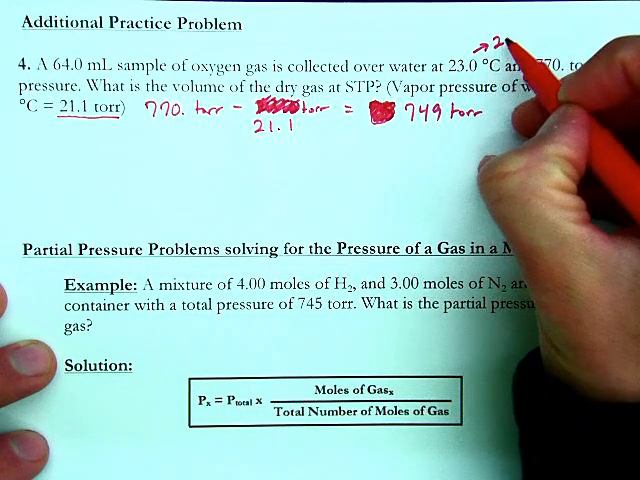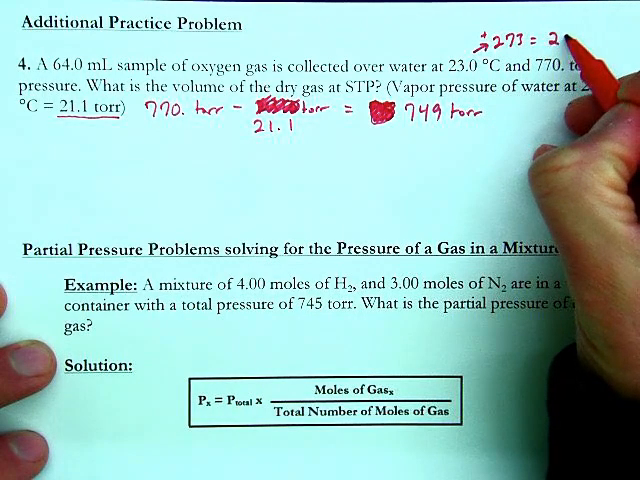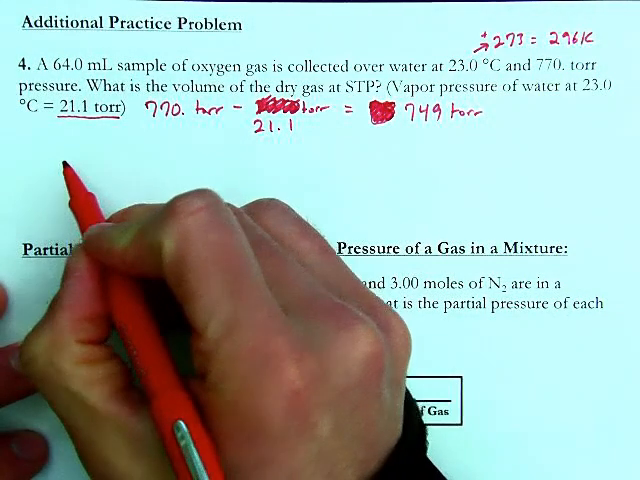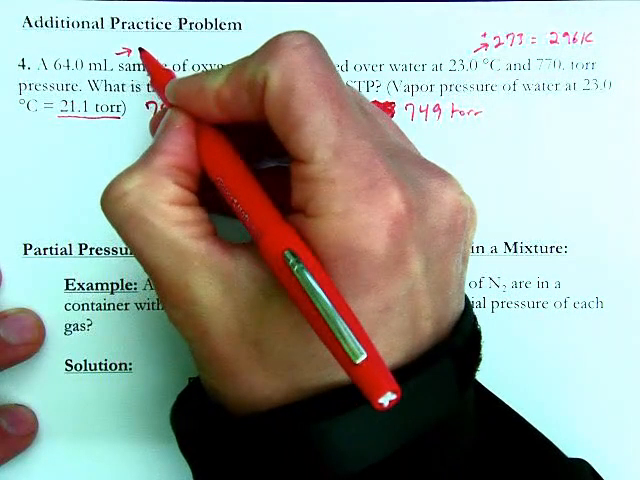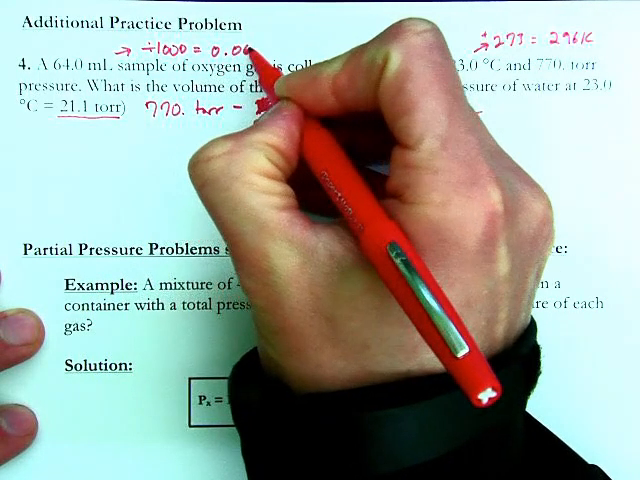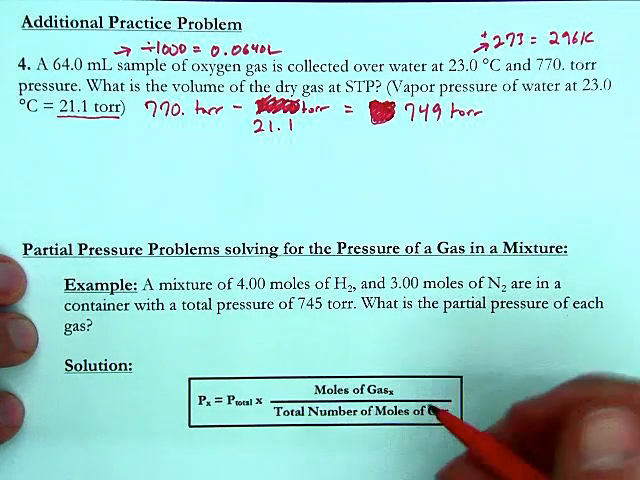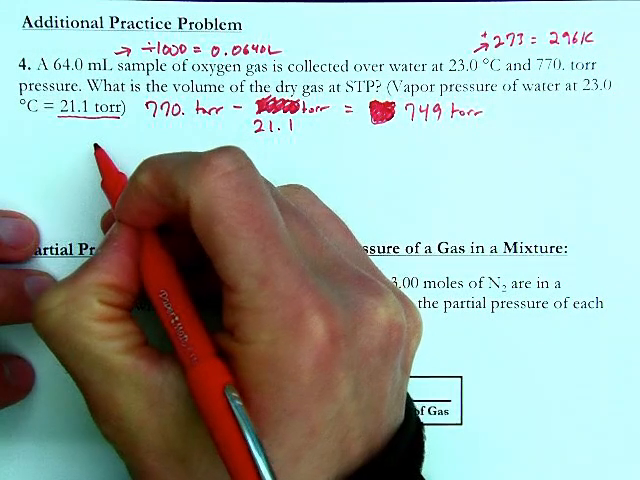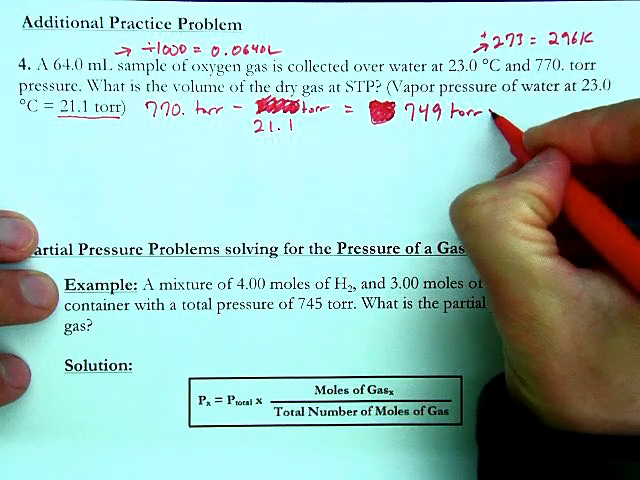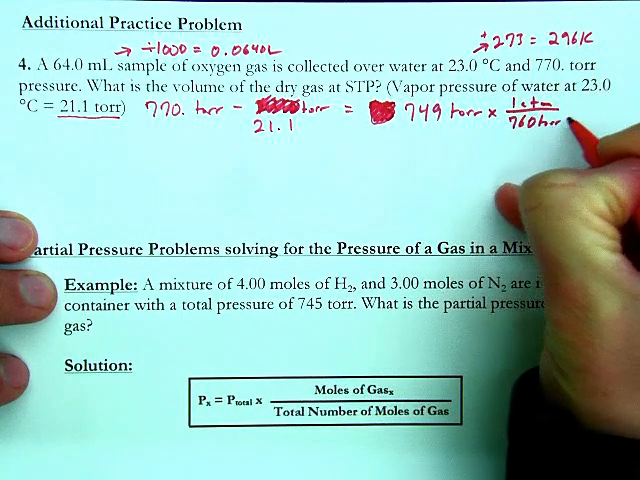So this plus 273. If we add 273 to this, we get 296 Kelvin. Okay. And our milliliters needs to be converted into liters, so we divide by 1,000, and that gives us 0.0640 liters. Okay, now we're ready to plug everything into the ideal gas law. So our P, actually we're not. We still have to take torr and put it into atmospheres. Okay, 1 ATM is 760 torr.